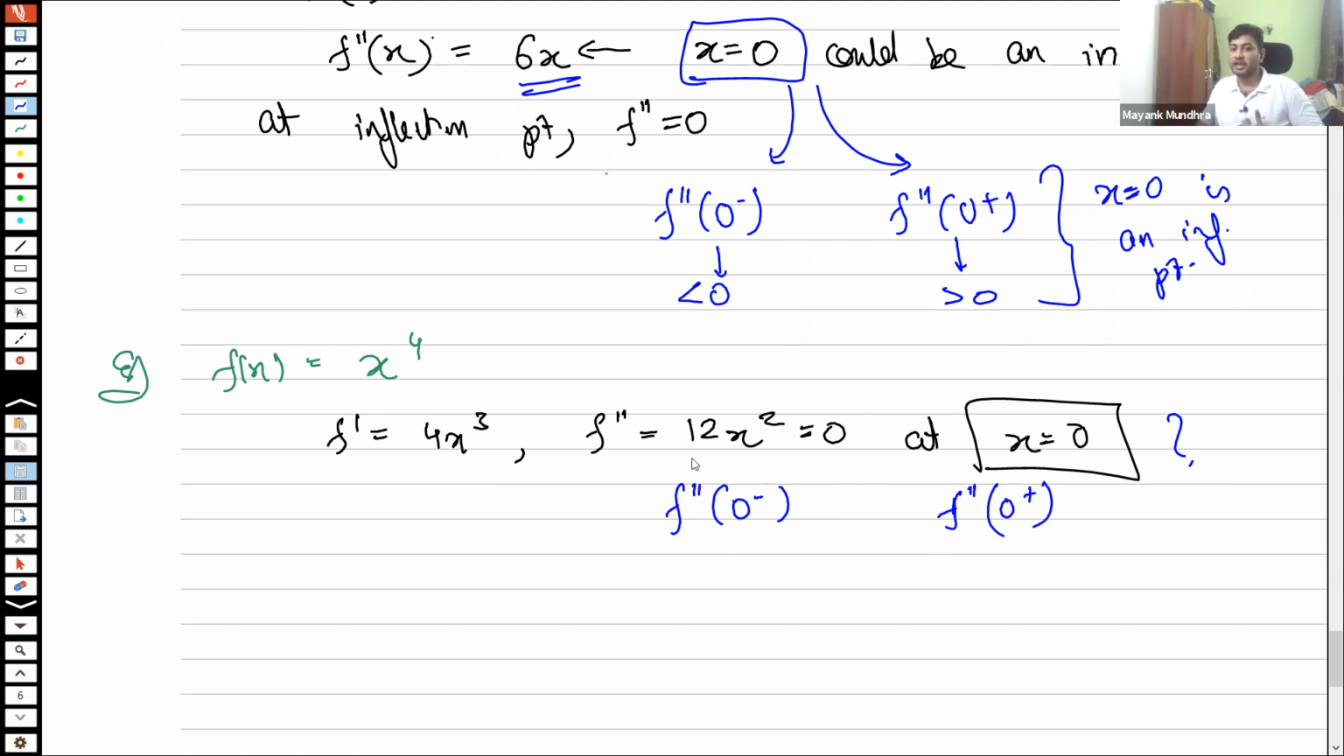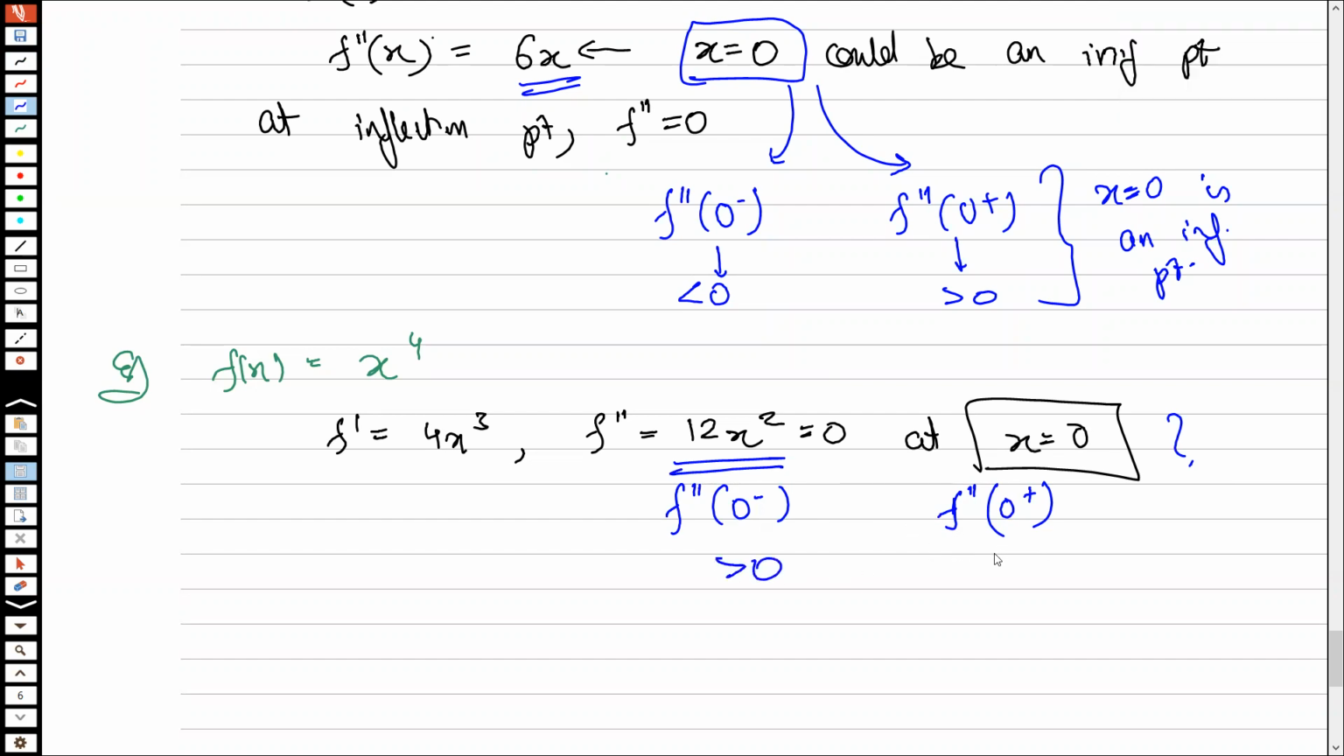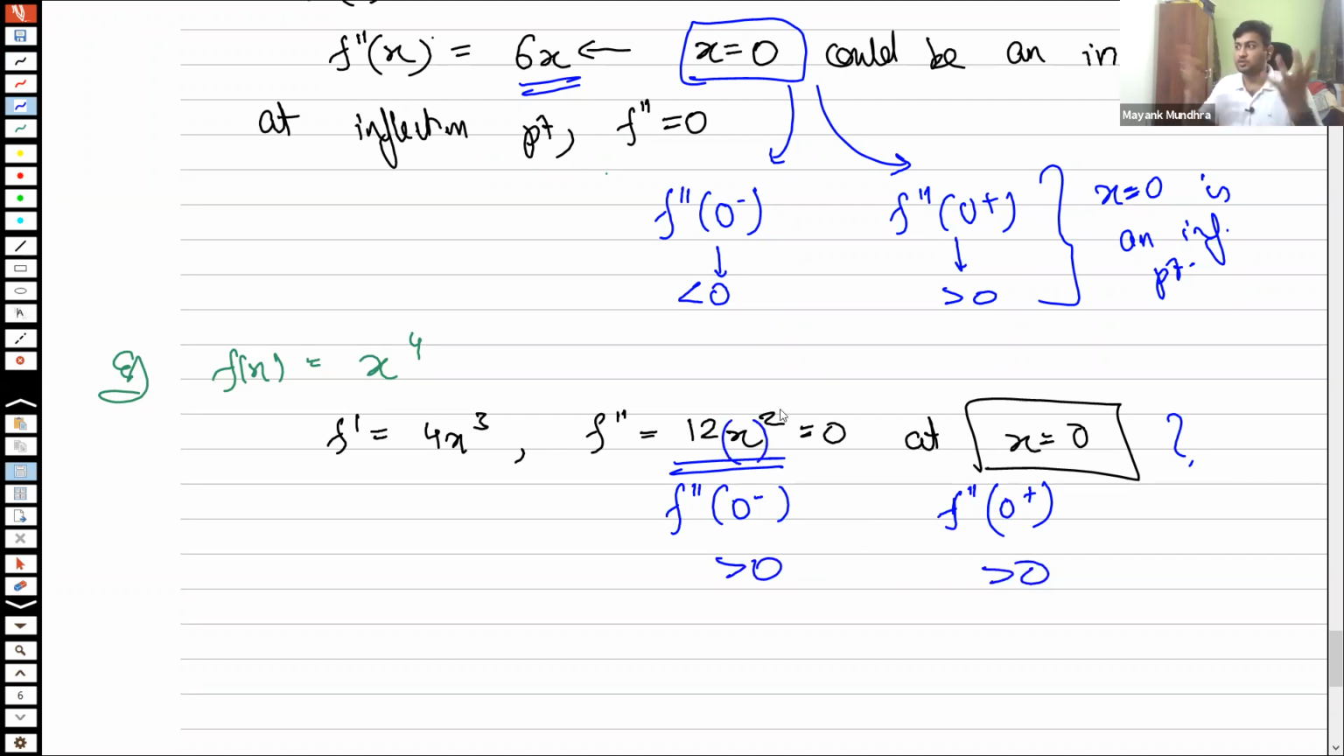What is going to be f double prime 0 minus? Will it be positive or negative? Positive. And what will be f double prime 0 plus? Positive. Yeah, because it's a square, right? x squared. So the square gets rid of the negative, so you'll have it positive everywhere.